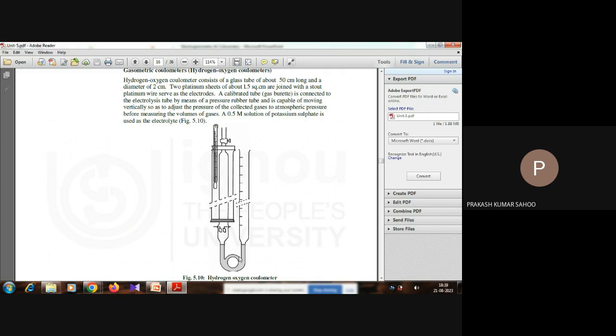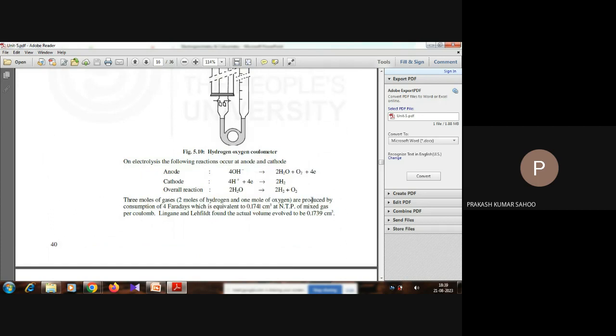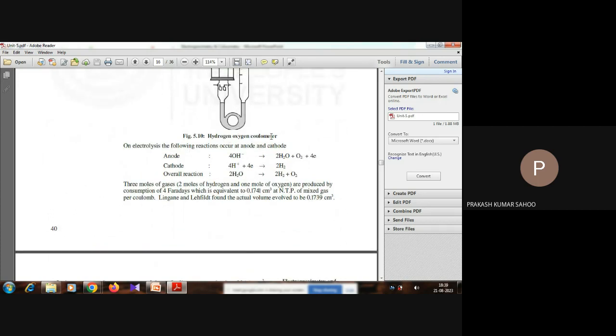This is a pressure rubber, and it is capable of moving vertically so as to adjust the pressure. Then a 0.05 molar solution of potassium sulfate is used. So these are the instrumentation parts of your hydrogen oxygen coulometer.